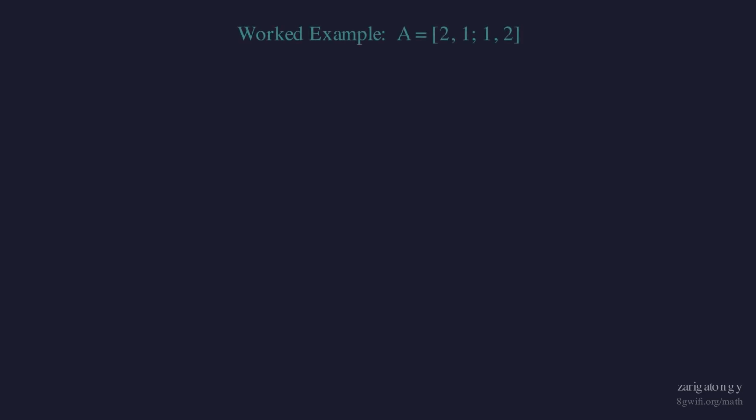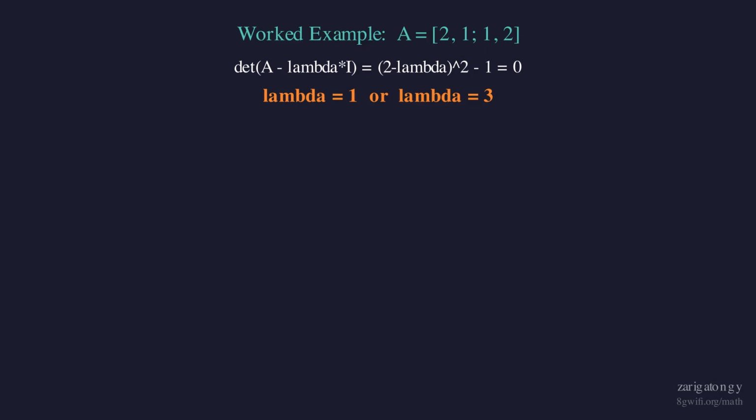Worked example. A equals 2, 1, 1, 2. The characteristic equation gives lambda squared minus 4 lambda plus 3 equals 0. So lambda equals 1 or lambda equals 3. For lambda equals 1, the eigenvector is negative 1, 1. For lambda equals 3, the eigenvector is 1, 1.